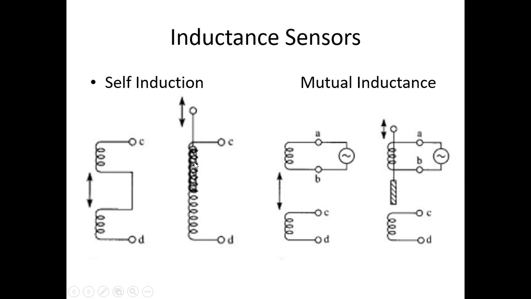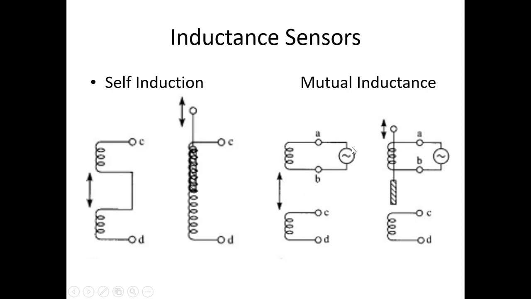Another type of sensor is called the mutual inductor. Here, instead of a single set of coils, we are using two sets of coils. We are going to make a change in the voltage because of a change in the voltage happening in another coil. What you can see is a set of coils AB, and CD is another set of coils.